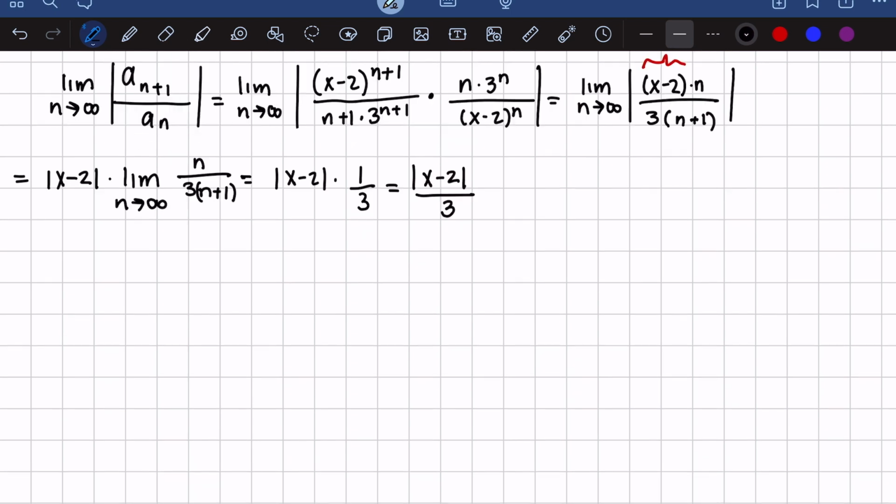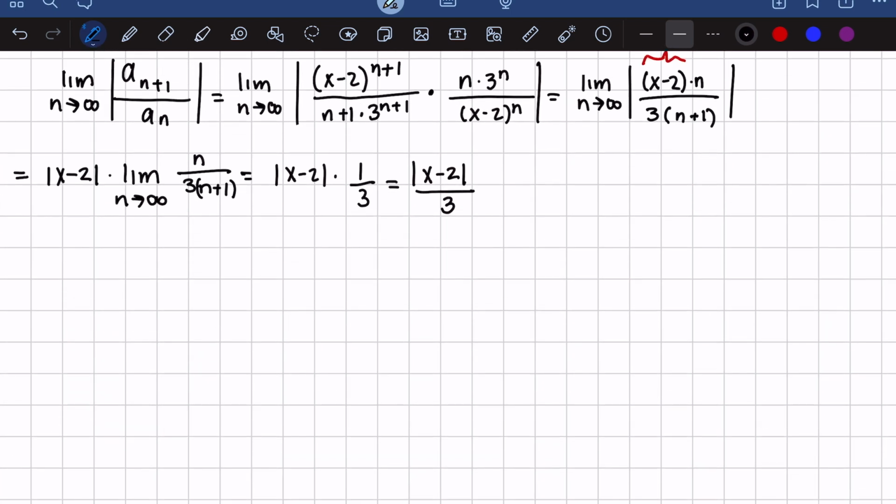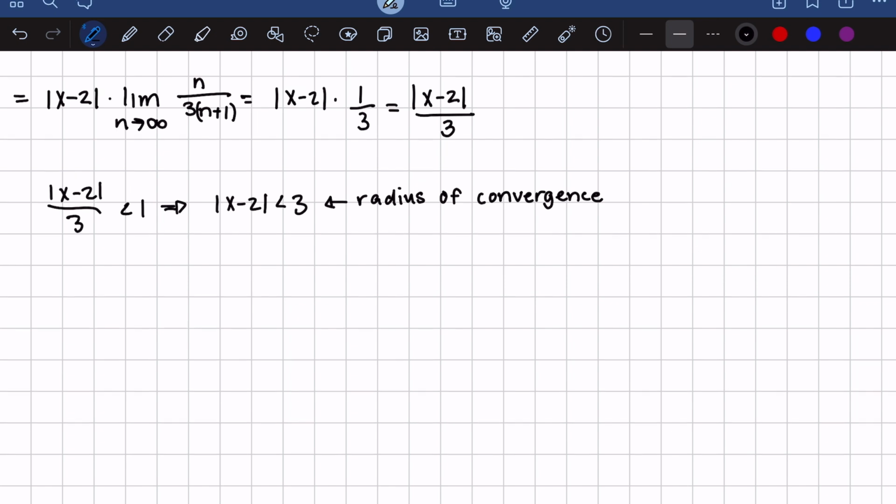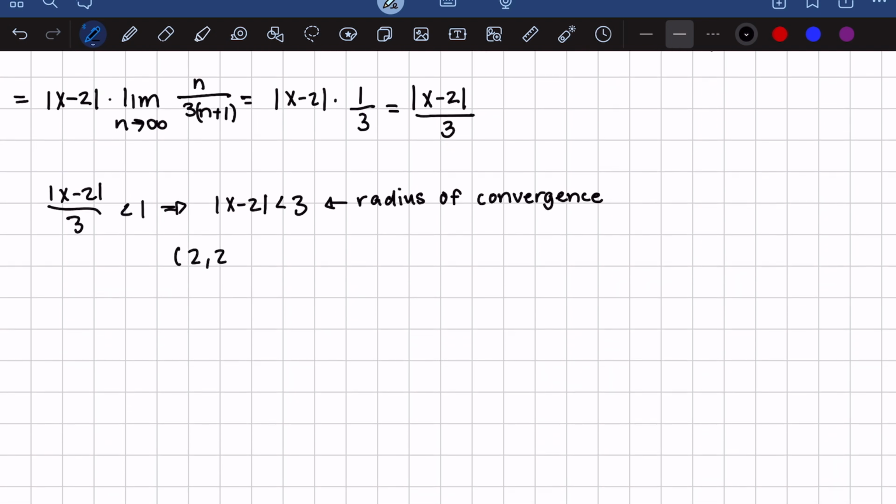Now, we know that we need this to be less than 1. So when we get |x minus 2| over 3 is less than 1, it allows us to know that |x minus 2| is less than 3. And this is our radius of convergence. Now, we have to get the endpoints. We have 2, the center, and then this allows us to do 2 minus 3 and 2 plus 3. That's equal to -1, comma 5.